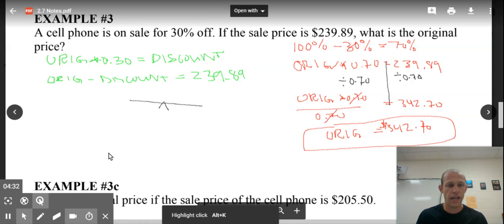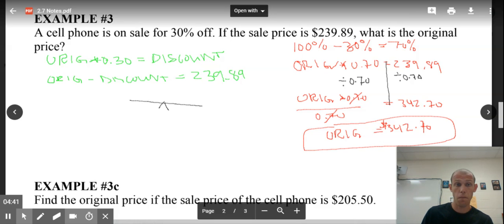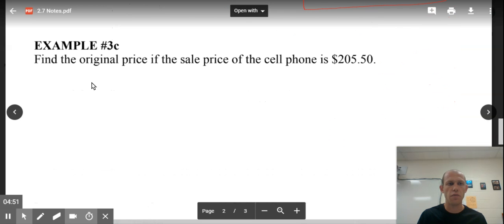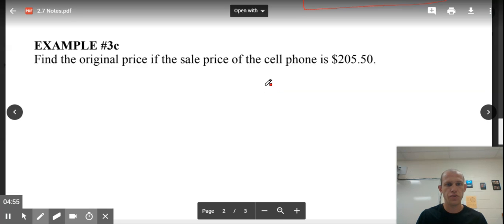Let's scroll down and let's try another one. So we see that there's a lot of missing things here with method number one. That's why we can't use it. You can actually do it, but it's a lot more work. We don't need to go through that amount of work though. Mathematicians are lazy. We choose the easier route. So let's choose the easier route for problem number C. Find the original price if the sale price of the cell phone is that much. Oh, this is supposed to say with a 30% discount.